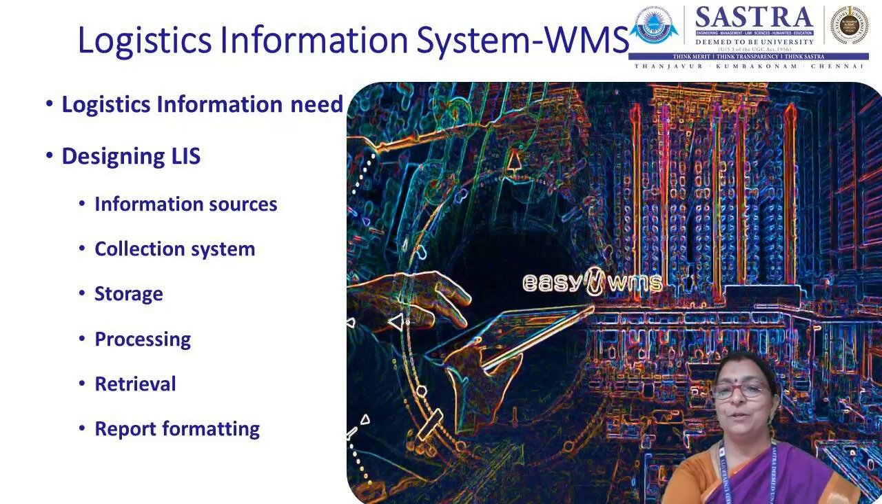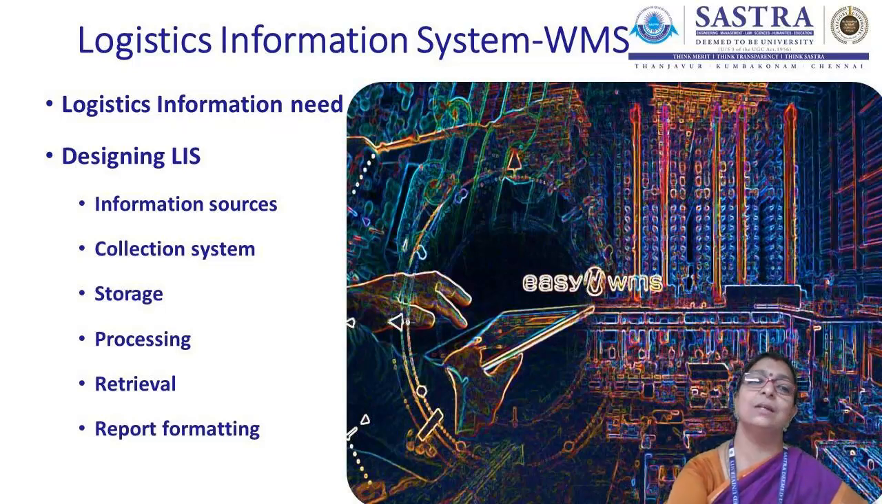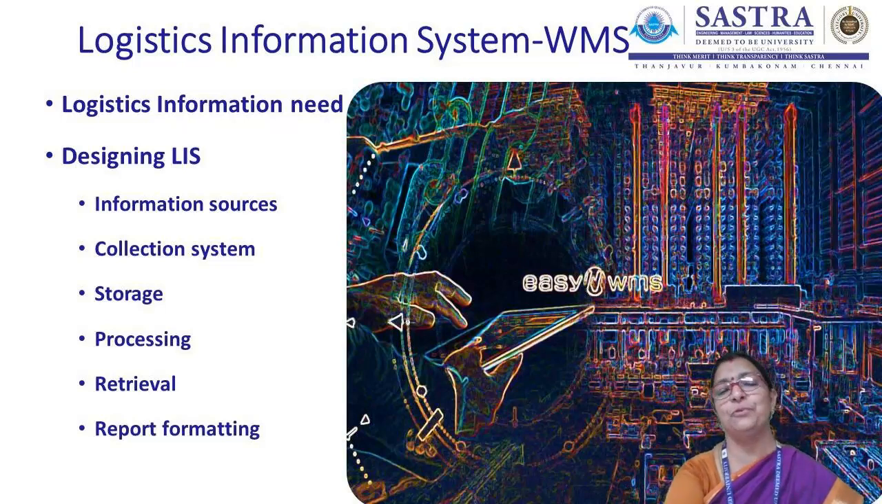So what are the common components of a logistics information system? Shall we look into the components one by one? Yes. The information sources, information collection system, storage, processing, retrieval, and report formatting. So this is quite common for all information systems. The data we collect related to logistics is what makes it a logistics information system.